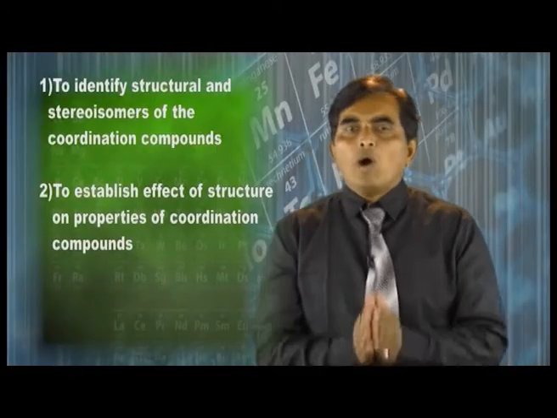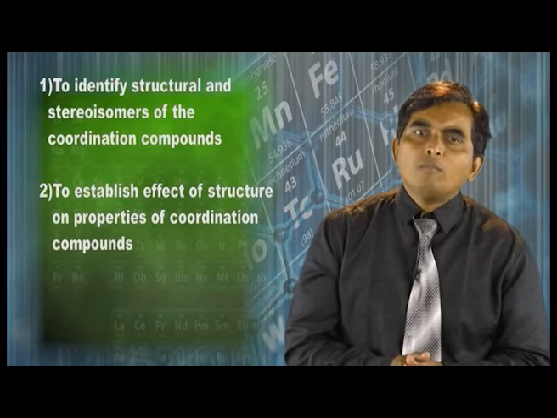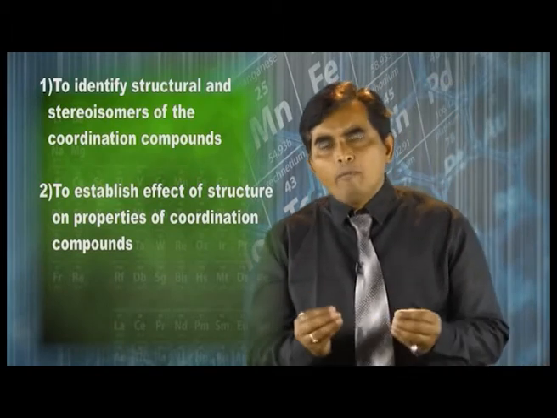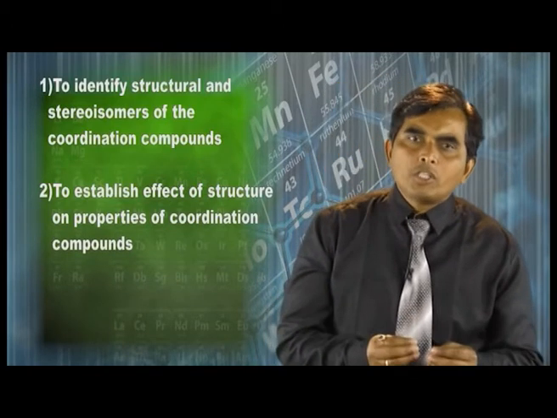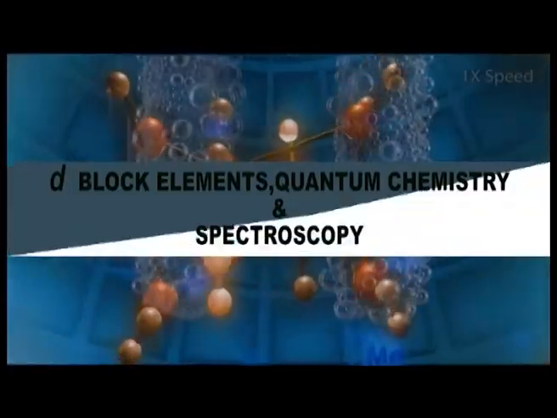The learning objectives of this class are to identify structural and stereoisomers of coordination compounds and to establish the effect of structures on properties of coordination compounds. Basic knowledge of chemical bonding, qualitative analysis of anions and basics of stereochemistry are prerequisites for learning this class. It is also better to revise the experimental verification of Werner's theory of coordination compounds.